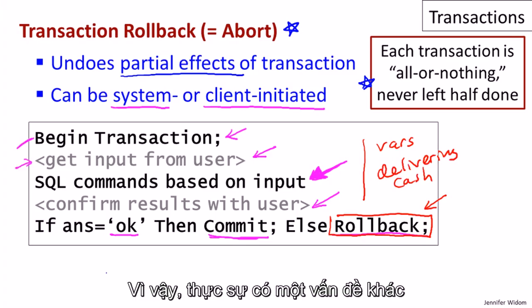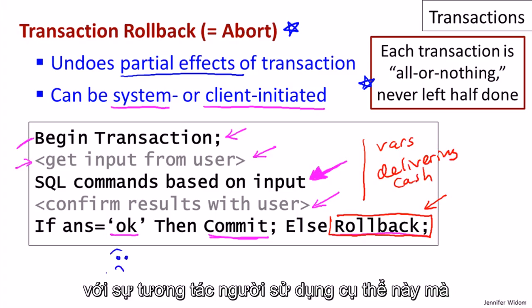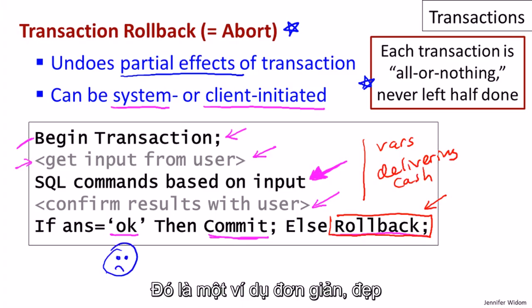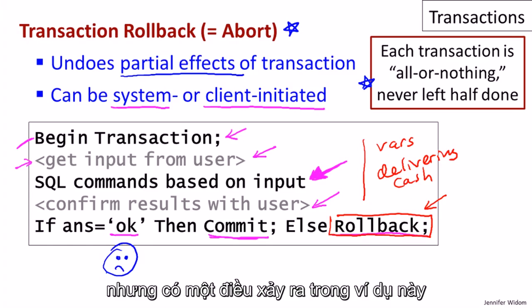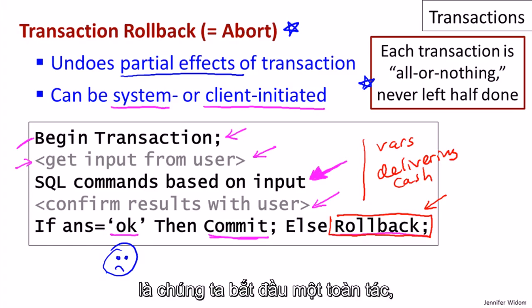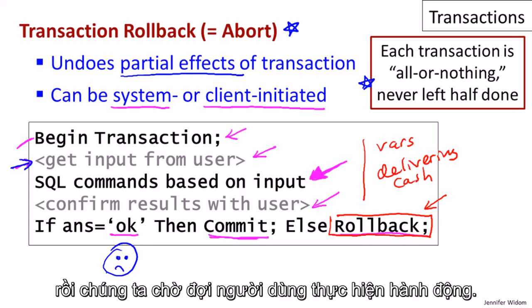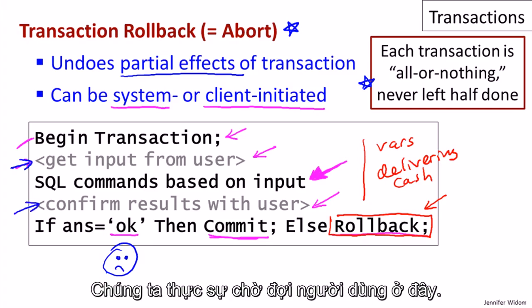So there actually is another issue with this particular client interaction that I'm going to put a frowny face here. It was a nice simple example of how rollback can be helpful. But one thing that happens in this example is that we begin a transaction and then we wait for the user to do something, and we actually wait for the user back here.